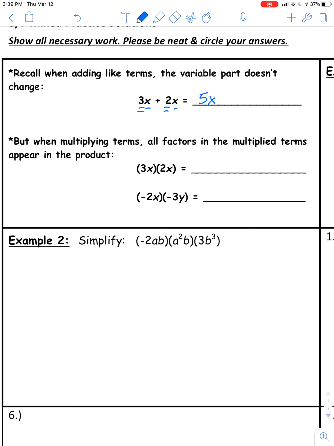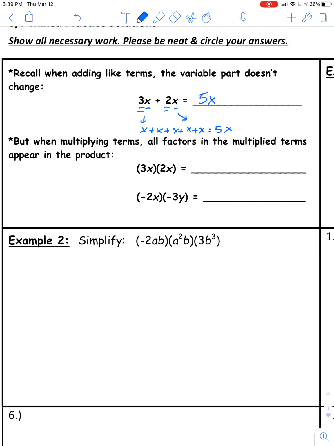But when we multiply terms, it's a little bit different. All factors in the multiplied terms will appear in the product. So, for example, let me just go back up here for a moment. Look here at this 5x. Remember what this means. Remember 3x meant x plus x plus x, and 2x meant x plus x, right? That's what it means. It's fast adding of the same number when we multiply. And that's how we would get our 5x, 5 times x, okay?